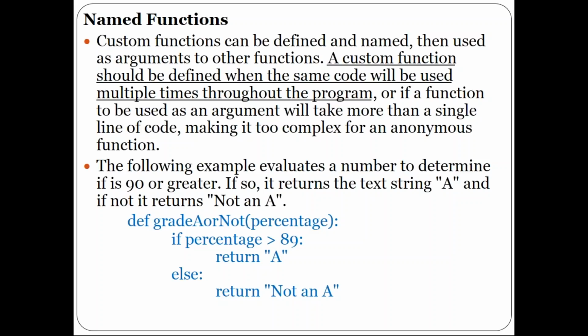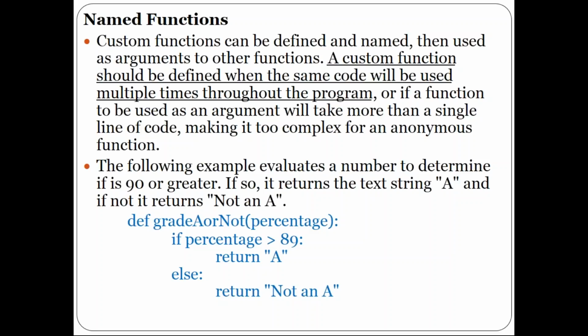Okay, a custom function can be defined and named, then used as an argument to another function. Here what he is trying to tell you is, guys, focus. The output of one function can be given as input to another function, or the output of one function can be given as an argument to another function, or your first function's argument can be used in some other function as a reference argument.